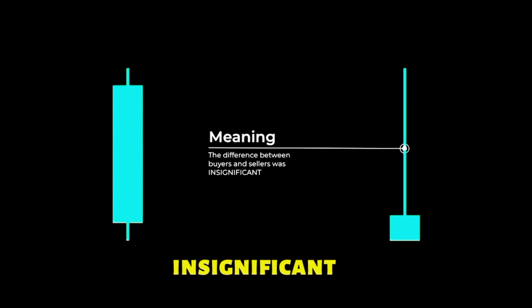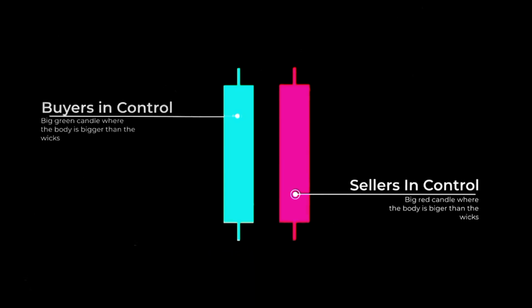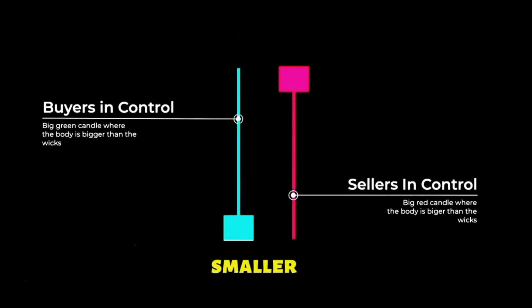was insignificant. When the candle's body is relatively bigger than the wicks, it shows that either the buyers or the sellers were in control. On the other hand, when the body is smaller than the wicks, it shows that there was much less control from either side. It was a tough contest between buyers and sellers.